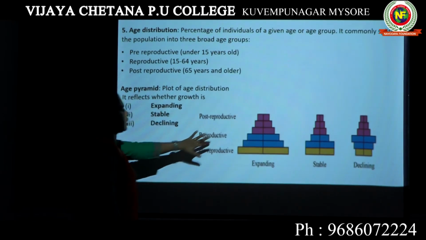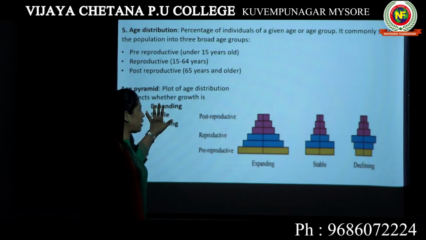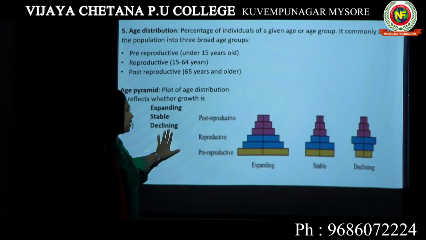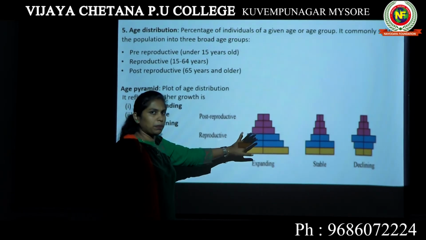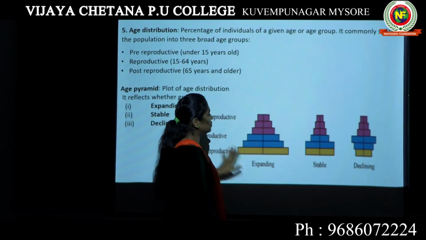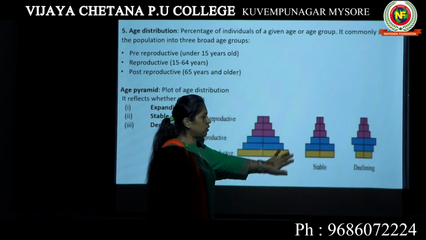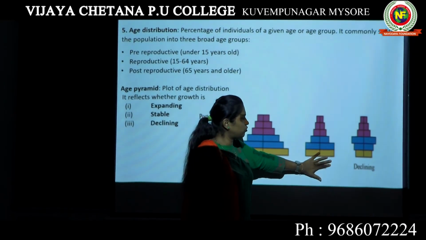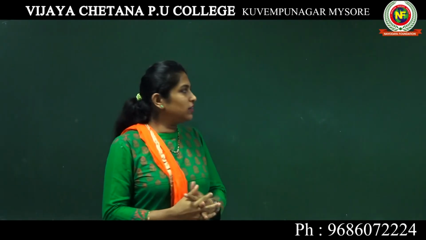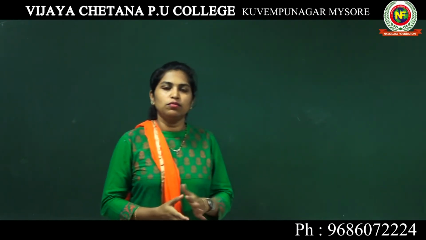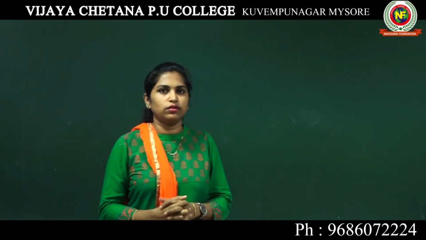Now, an age pyramid can be of three types: expanding, stable and declining. This is the expanding one. By looking at the picture, you can see this is the expanding age pyramid. This is a stable age pyramid. This is a declining age pyramid. All these different types of age pyramids we will study in the next class. Okay, thank you.